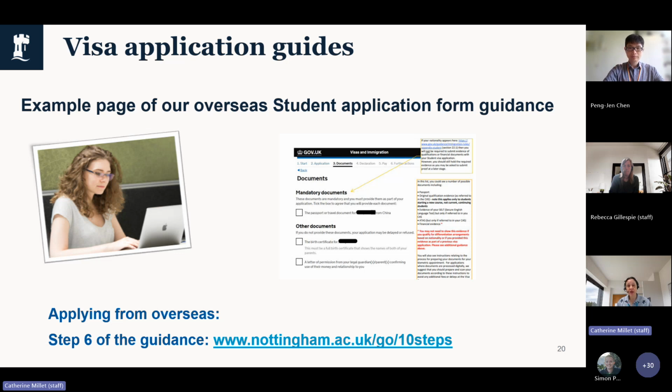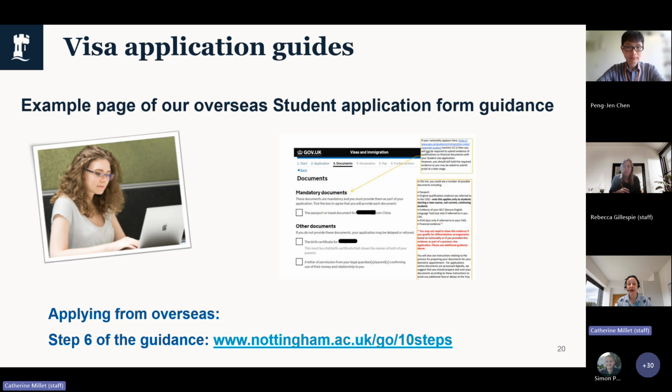Now, to help you with completing the online visa application form, we've got a guide. It's called the 10 steps. As we said before, we're focusing on the applying overseas application form because people in this group will mostly be applying overseas. We've got the distance learners in this group. We've got people who've already finished at the college and whose visa will expire quite soon. So this is why we're focusing on that.